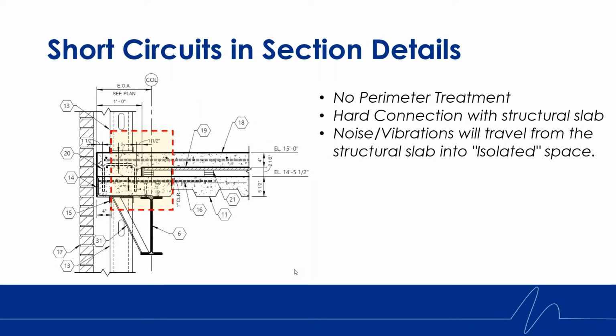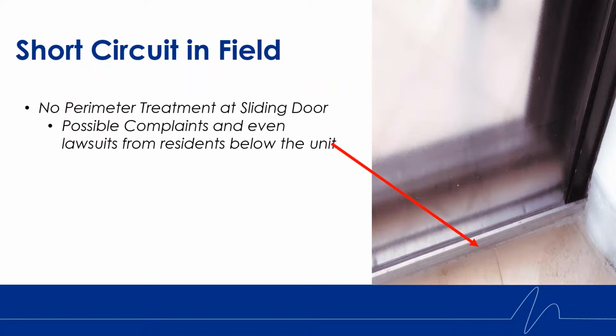So what does a short circuit look like in section details? In this particular case, if you look at the image to the left, there is no perimeter treatment. This is going to cause a hard connection with the structural slab, which will allow noise and vibration to travel from the structural slab into the isolated space, as was mentioned by Chris earlier.